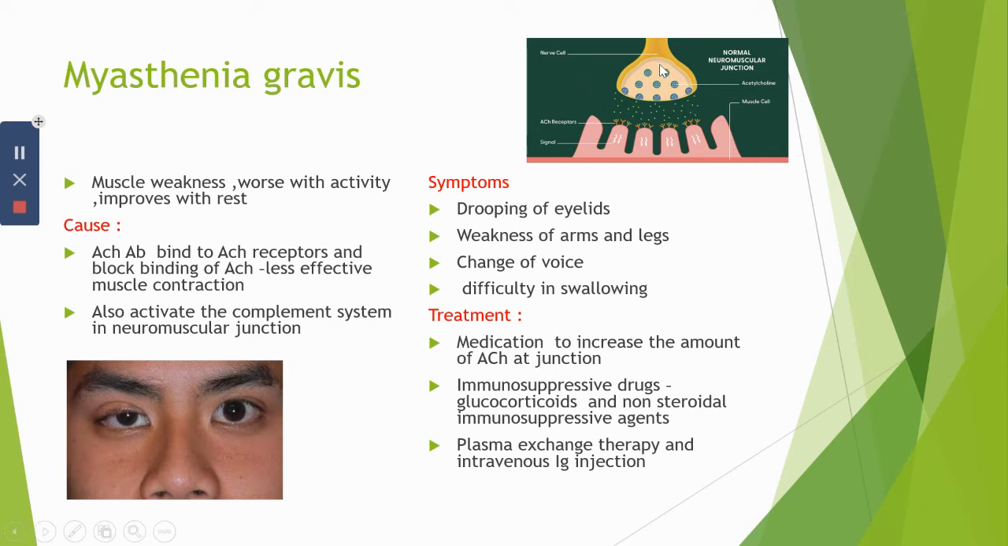neurotransmitter acetylcholine. This will pass through the synapse and reach the muscle, and it will bind to the acetylcholine receptors normally. But in myasthenia gravis, acetylcholine receptor antibodies produced by the immune system go and bind to the acetylcholine receptors and block acetylcholine binding. This leads to problems in muscle contraction.